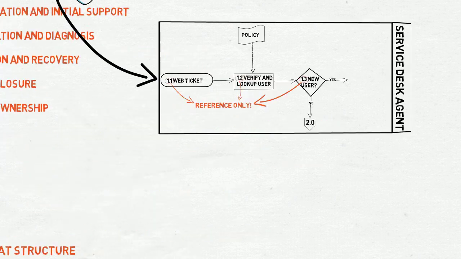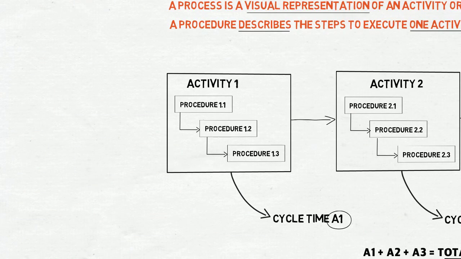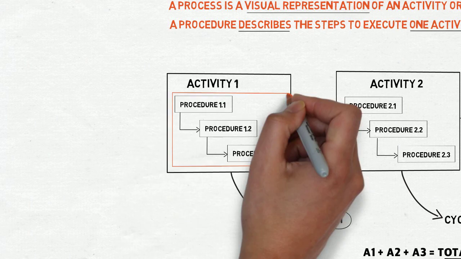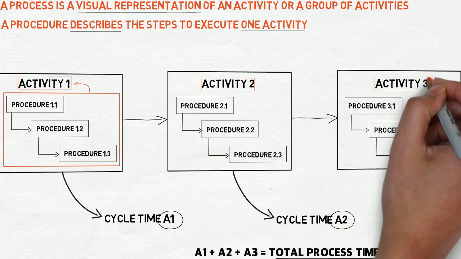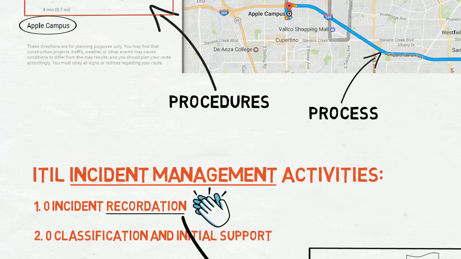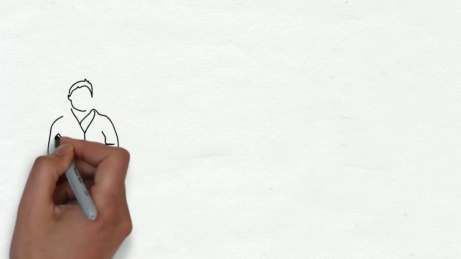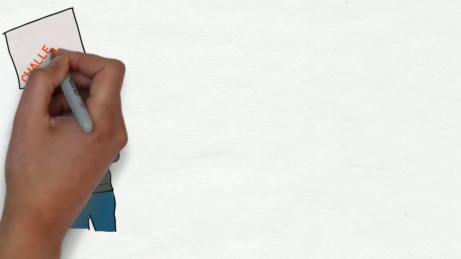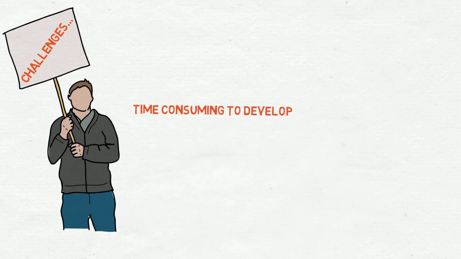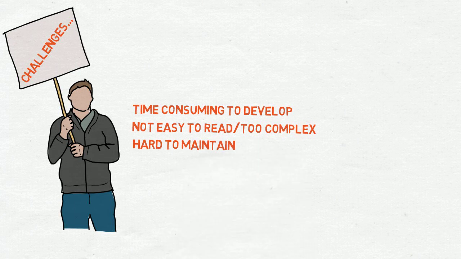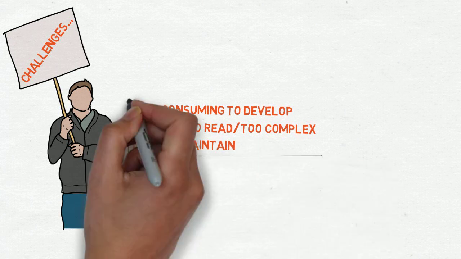Now, let's get back to our overly simplified process depiction and summarize what we've learned so far. We can now say that a set of procedures makes one activity, and a set of activities makes one process. So, what are the challenges of such an approach in documenting your ITSM processes? Well, they can be very time consuming to develop, not easily readable or appear to be complex, and can be hard to maintain every time there is a change being made.